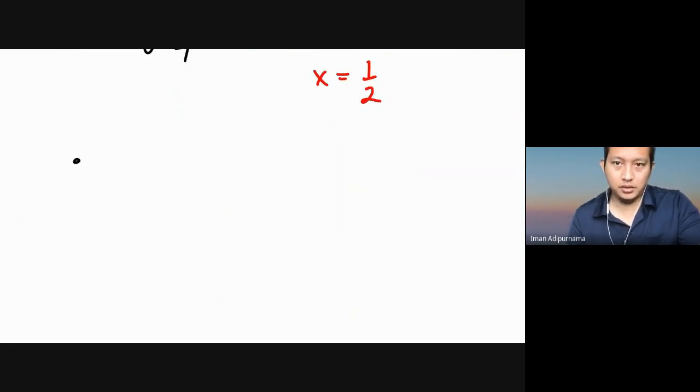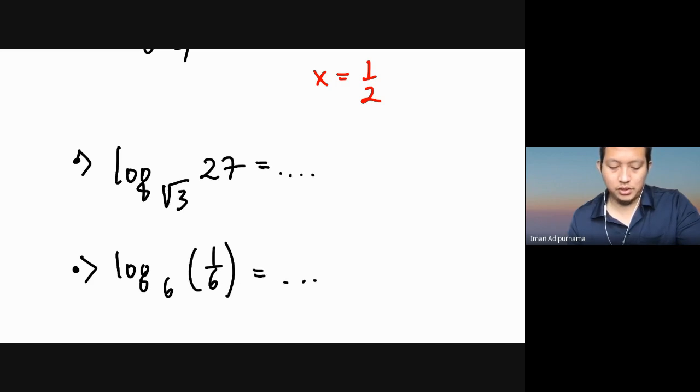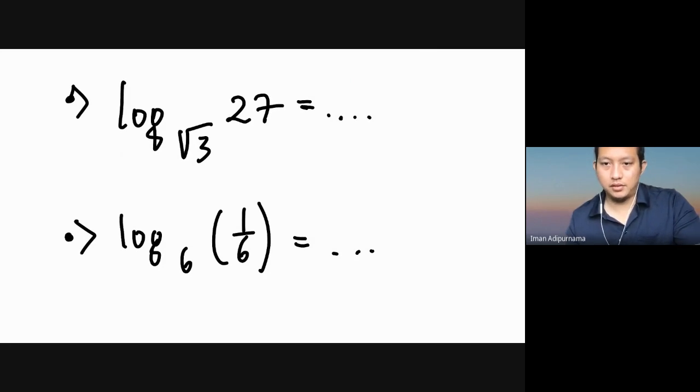Now if you have another one, log. What's this one? So you have square root of three. The base now is square root of three. So we can actually make the base not just normal numbers like one, two, three. We can raise the base also with some power, and raise with fractions or negatives. Okay, so what will be here?